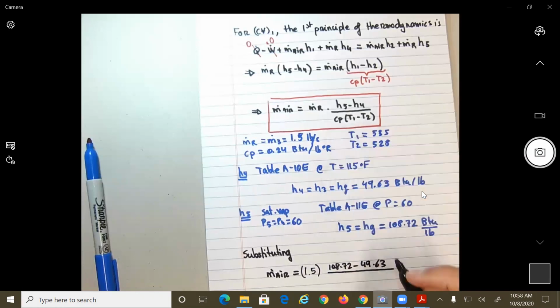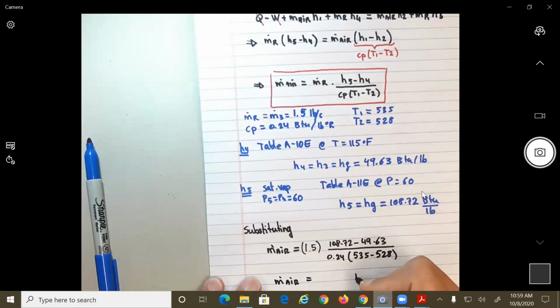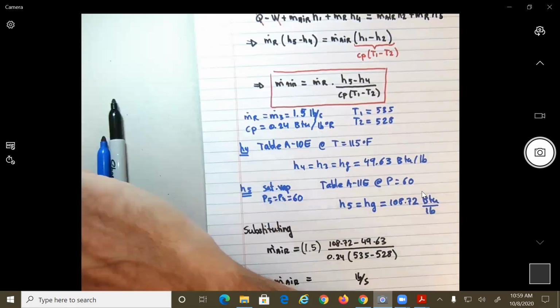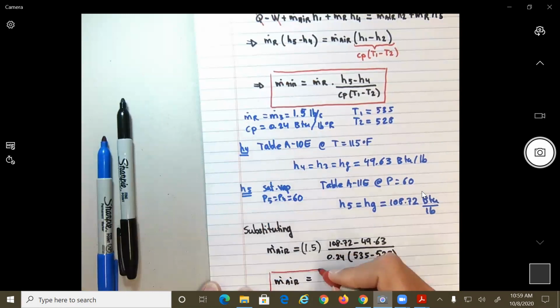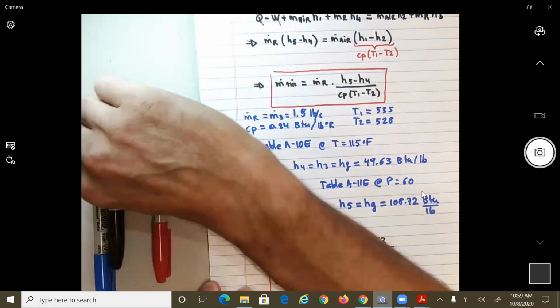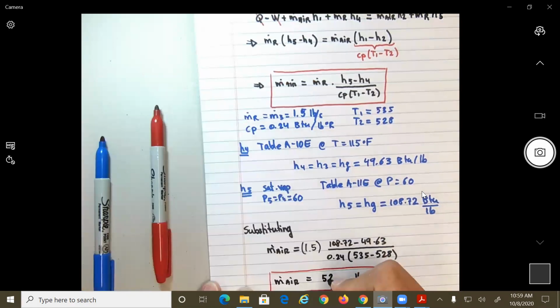At the bottom will be Cp, we agree as well, 0.24 times T1, which is 535, minus 528. So whatever you do, the units here will cancel out and you end up with lb per second. So what do you get if you do this calculation? 52.8. Okay, so 52.8.